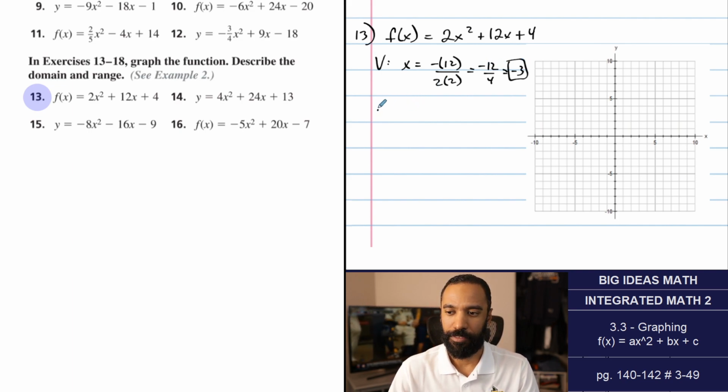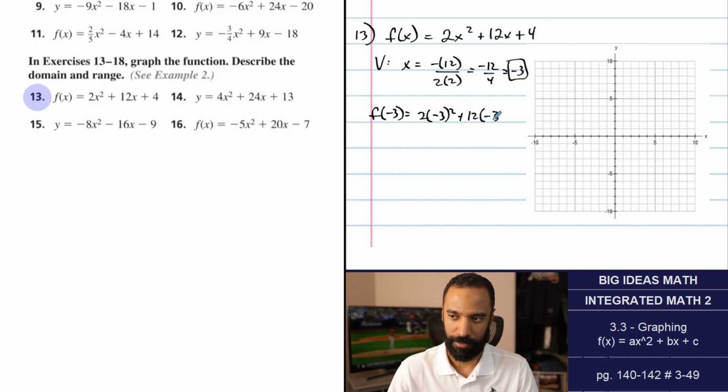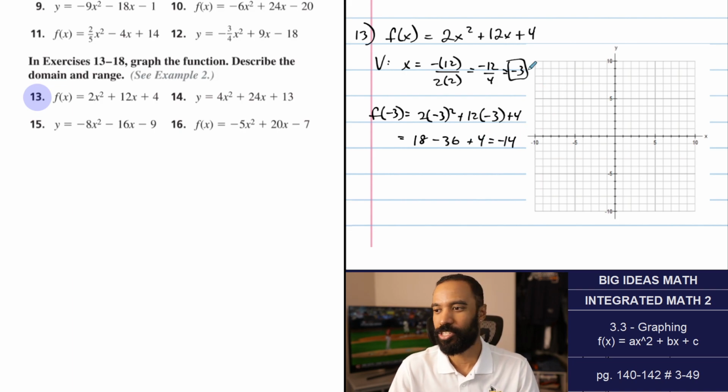For the y value of the vertex, we find f of negative 3. 2 times negative 3 squared plus 12 times negative 3 plus 4. Negative 3 squared is 9 times 2 is 18. Minus 36 will be negative 18 plus 4 is negative 14. I need a taller graph.